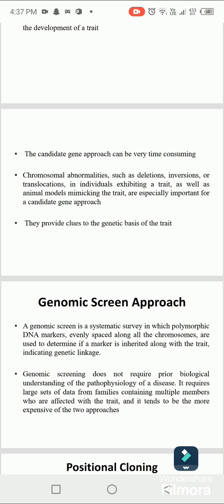Chromosomal abnormalities such as deletions, inversions, or translocations in individuals exhibiting a trait, as well as animal models mimicking the trait, are especially important for a candidate gene approach. They provide clues to the genetic basis of the trait.